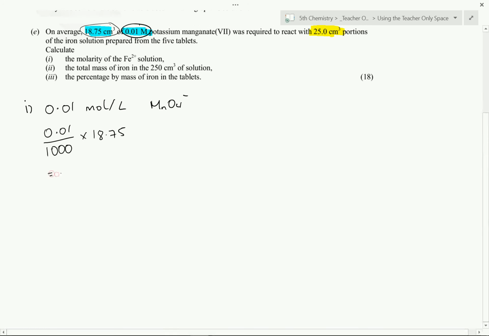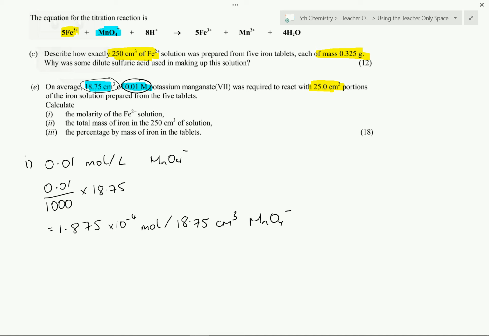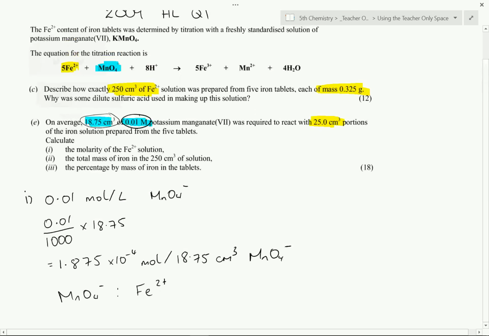And that gives 1.875 times 10 to the minus 4 moles in 18.75 mils of the permanganate. So that's how much permanganate it took to oxidize all of the iron. So to find out how many moles of iron were oxidized, I need to use my ratio. So I need to get a ratio between permanganate and iron 2 plus. And that comes from the balanced equation.